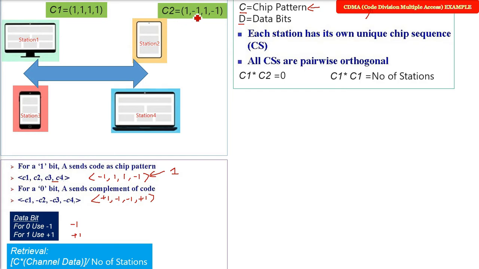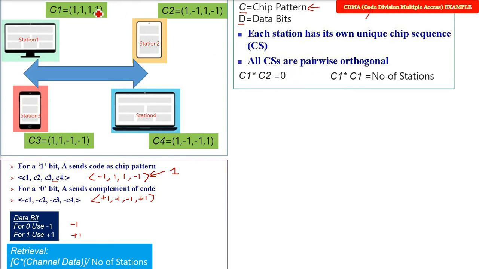So say C1 is 1, 1, 1, 1. C2 is 1, -1, 1, -1. C3 is 1, 1, -1, -1. And C4 is 1, -1, -1, 1. These are the chip patterns, or the unique chip sequences, of the 4 stations. So what are the properties?